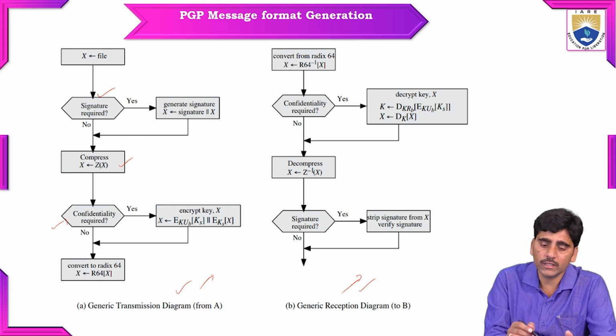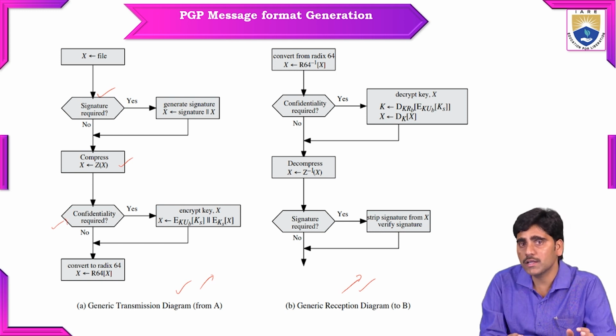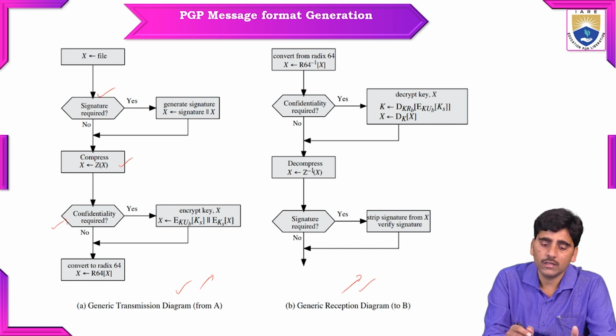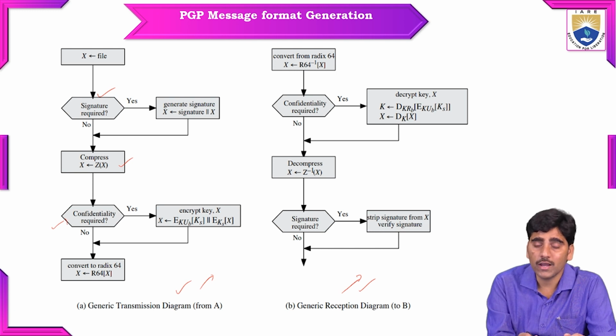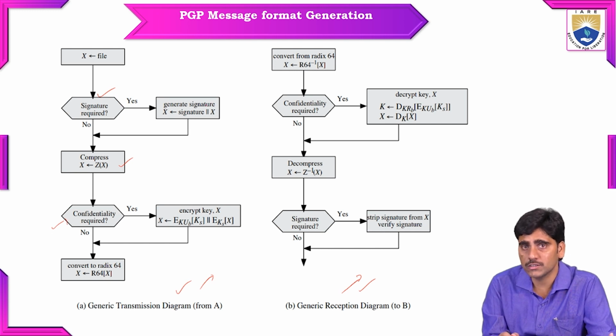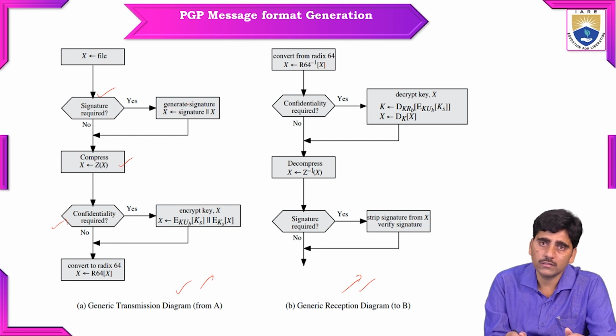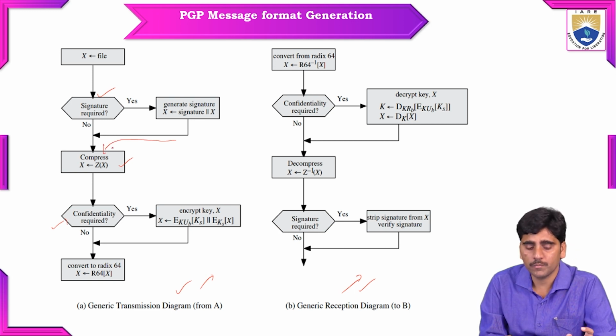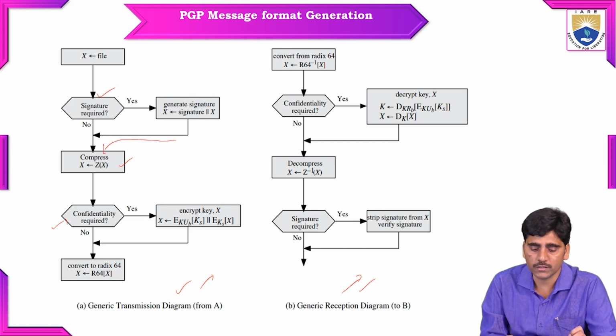So now we can see what process occurs in the transmission before sending mail to the recipient. Here, if the file requires a digital signature, yes, then generate a digital signature for that file. After generating that, it has to be compressed. It has to be compressed with the zip compression function.